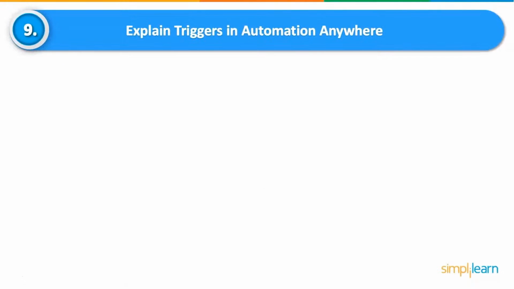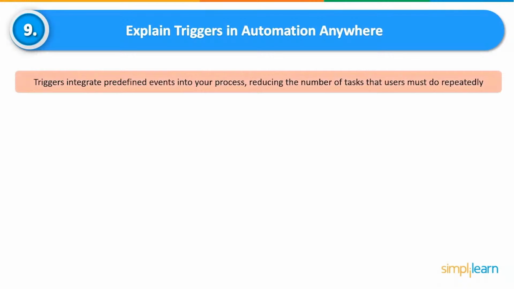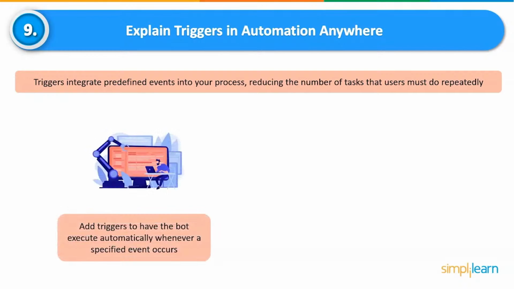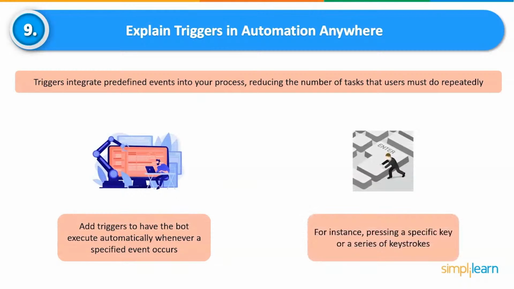Explain triggers in Automation Anywhere. Triggers integrate predefined events into your process, reducing the amount of tasks that users must do repeatedly. In Automation Anywhere, you can use attendant automation to create unique triggers for numerous apps. These triggers can then be used to launch a bot. Add triggers to have the bot execute automatically whenever a specified event occurs, for instance, pressing a specific key or series of keystrokes.